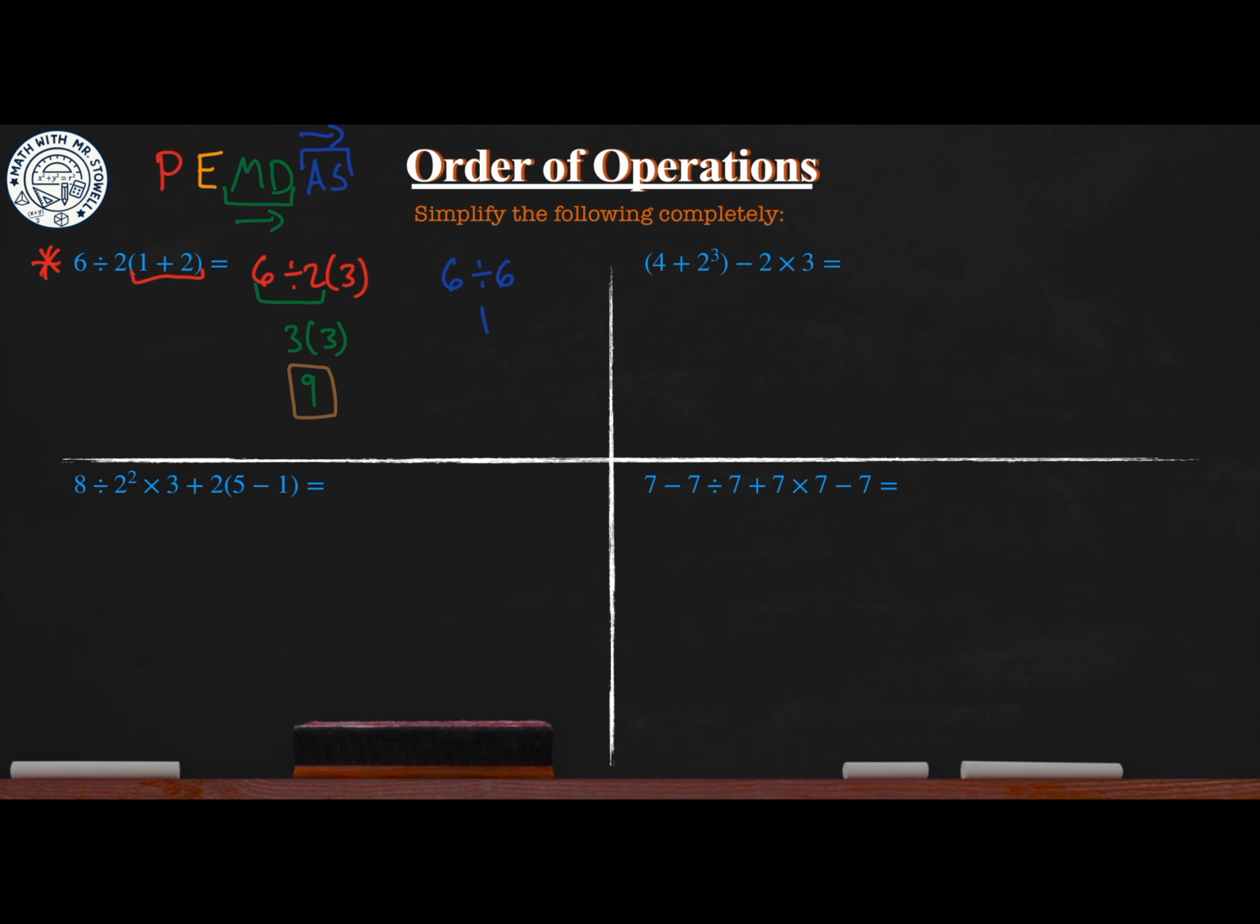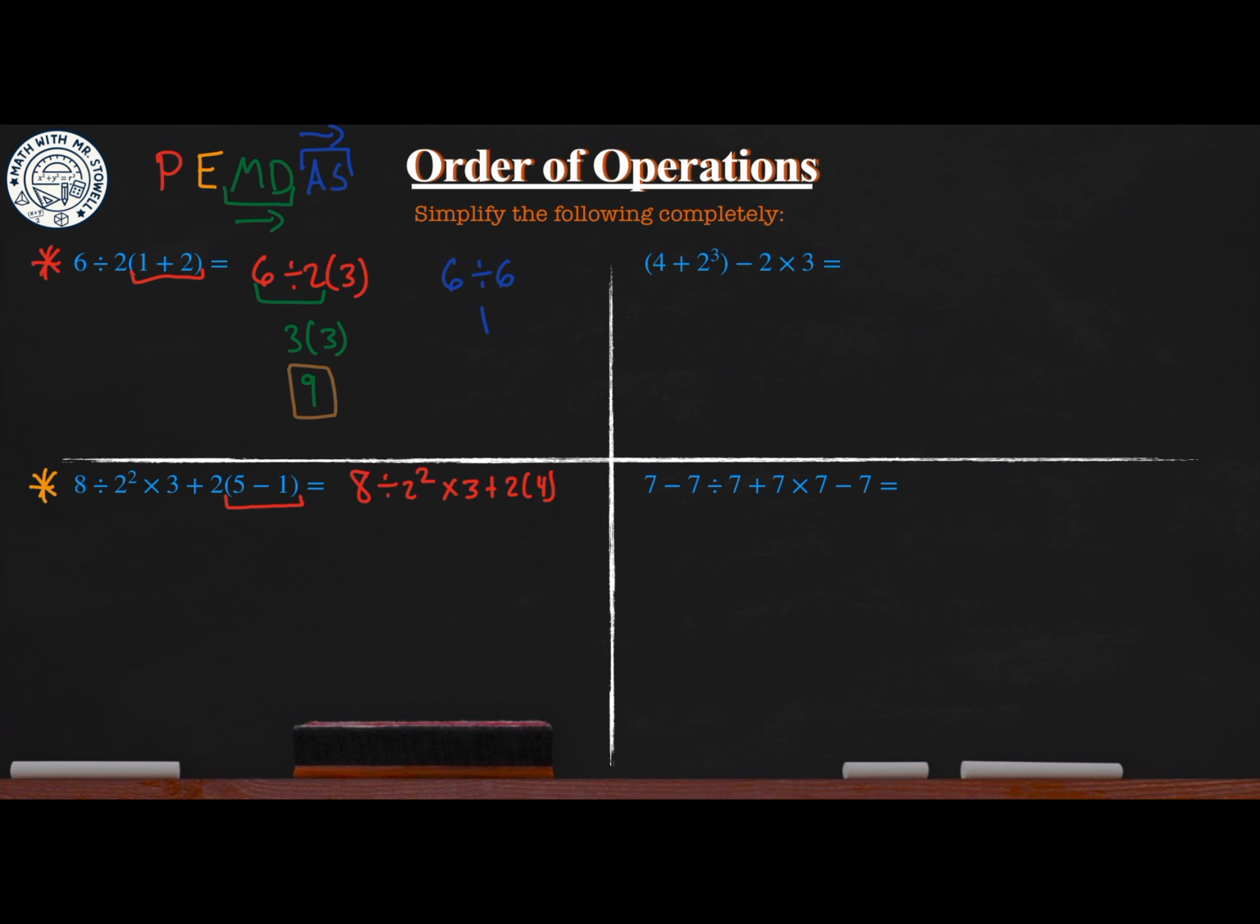Moving on, let's do the expression underneath this one. We have 8 divided by 2 squared times 3 plus 2 times (5 minus 1). Let's start with the P, which stands for parentheses. We have parentheses, which is 5 minus 1. So this would be 8 divided by 2 squared times 3 plus 2 times 4. Nothing else is happening in that parenthesis, so let's move on.